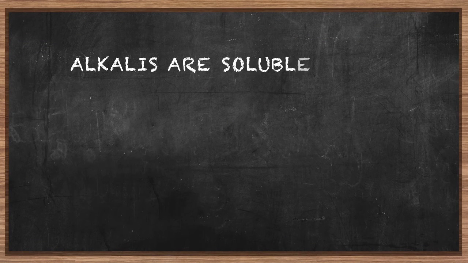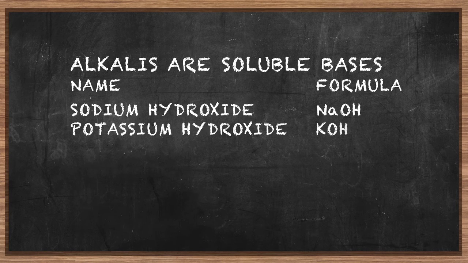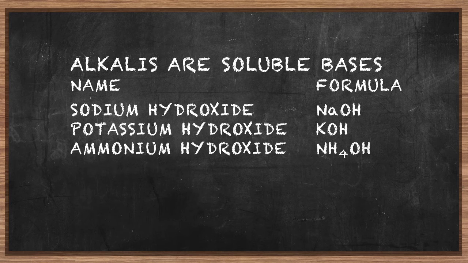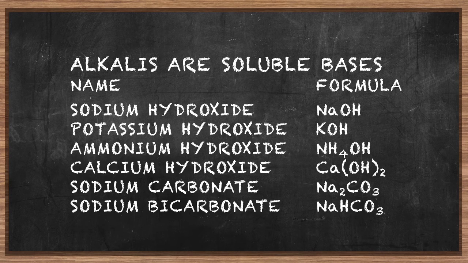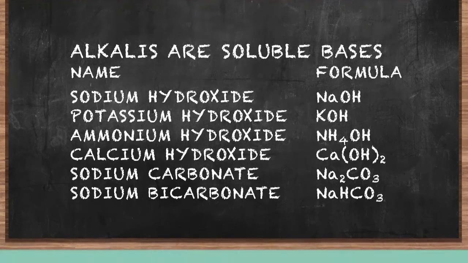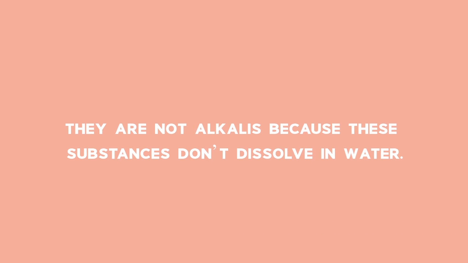Bases which dissolve in water are called alkalis. Example, sodium hydroxide, potassium hydroxide, ammonium hydroxide, calcium hydroxide, sodium carbonate, sodium bicarbonate. Metal carbonates are also basic. Most metal carbonates don't dissolve in water. They are bases. They are not alkalis because these substances don't dissolve in water.